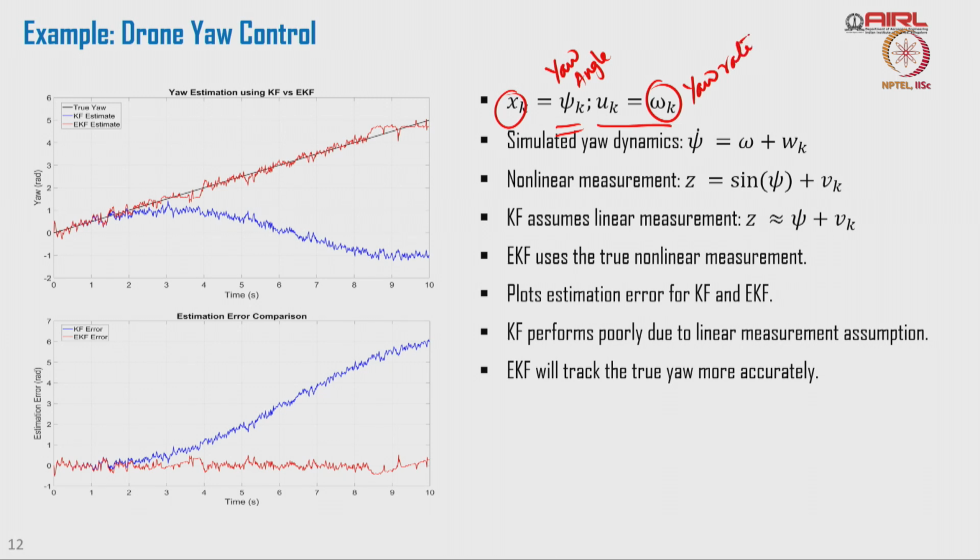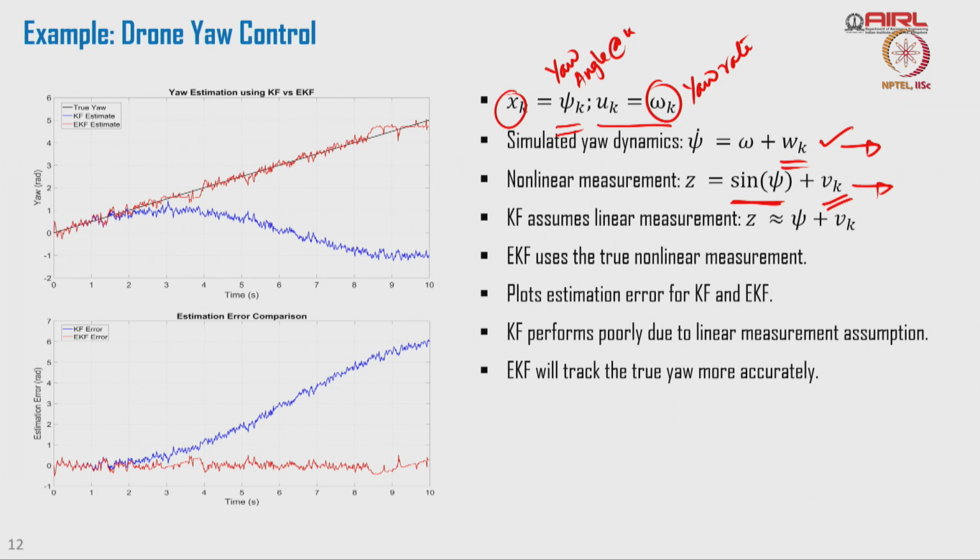Fine. So, yaw rate command is the control input and yaw angle at time step k is the state. Now, the yaw dynamics looks like this, psi dot is equal to omega, and then we have the process noise. Fine. Nonlinear measurement is z, which is sine of this yaw angle, and then we have measurement noise. So, when we are talking about the state we have process noise, when we are talking about the measurement we have the measurement noise, and then Kalman filter assumes a linear measurement.